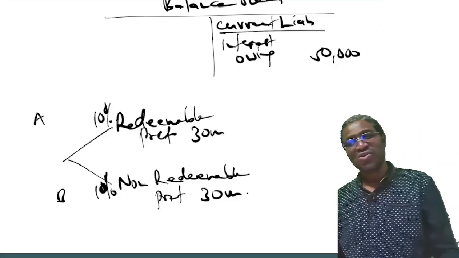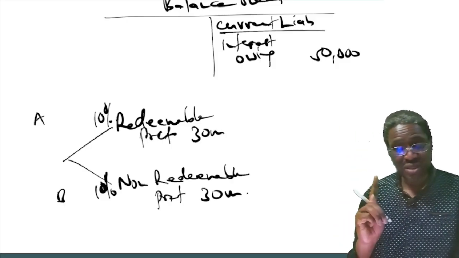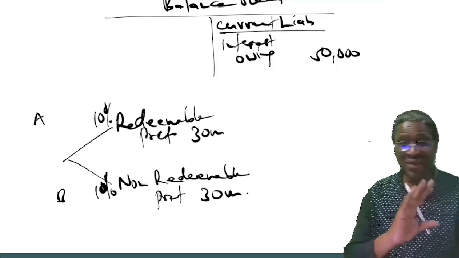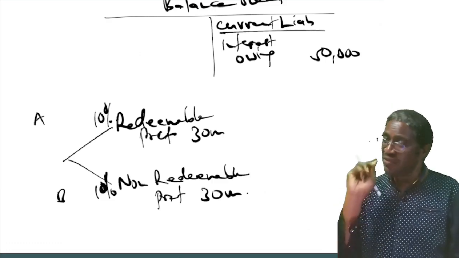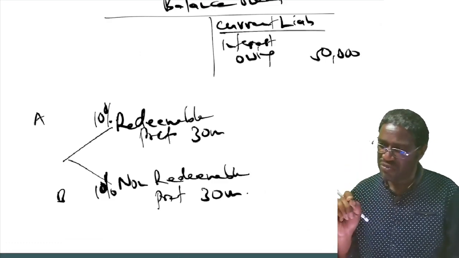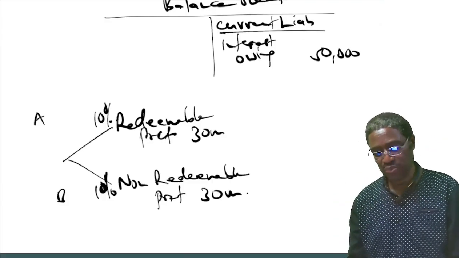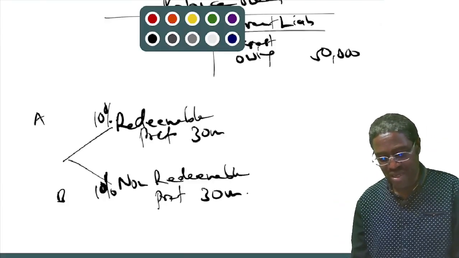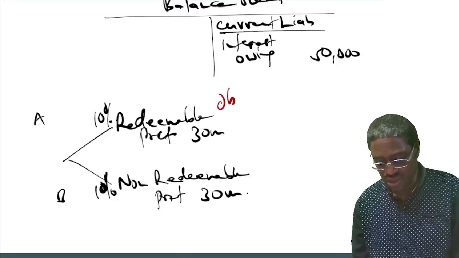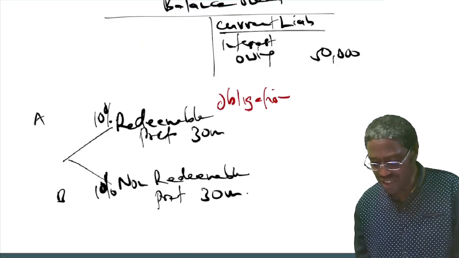Okay? So non-redeemable preference shares, the companies normally don't have an obligation to pay back. But if your company issued a redeemable preference share, then your company has an obligation to pay back. So company A, we say it has an obligation to pay back the 30 million.